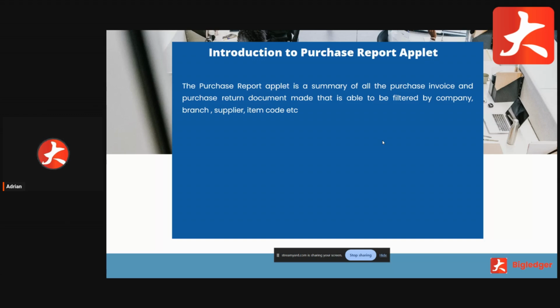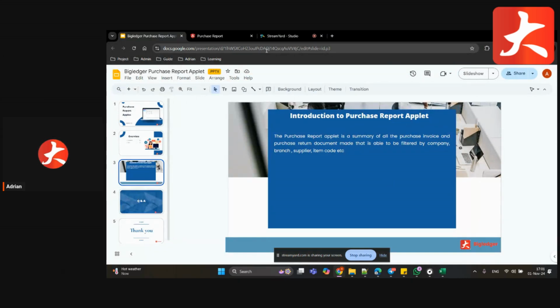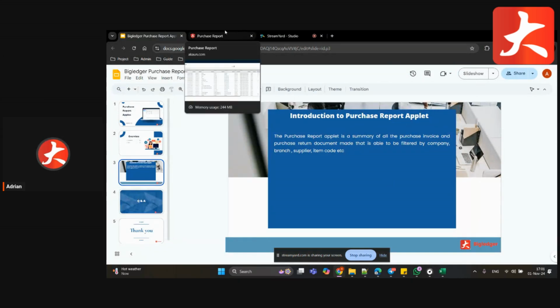So you can filter by company, brand, supplier, item code, item category, and so on. So it's just a report applet for you to check your reporting for the purchase side. So I'll go directly to the applet.